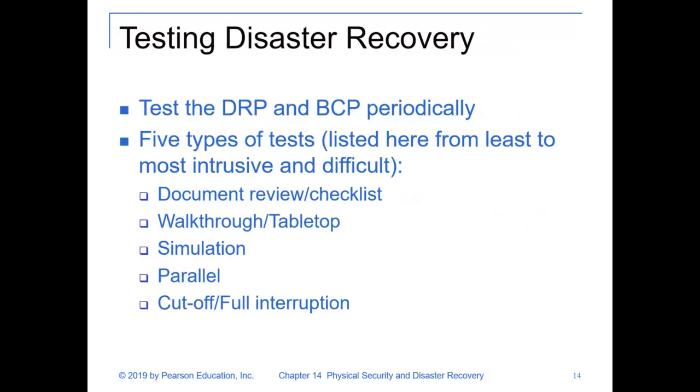Parallel, this test is going to look at make sure that all the backup systems come online. This would be including backup power to the systems, any kind of secondary communications, whatever you need for the business to continue. Finally, the last one is the cutoff or the full interruption. Okay, this is the ultimate test. This is where you actually shut down the real systems and see if your business continuity plan or your disaster recovery plan works.